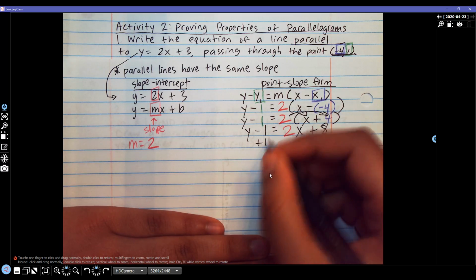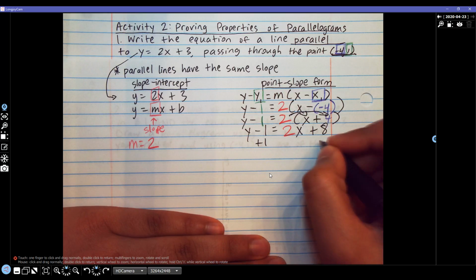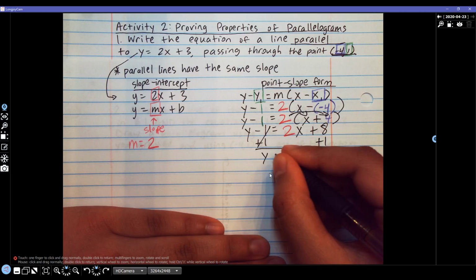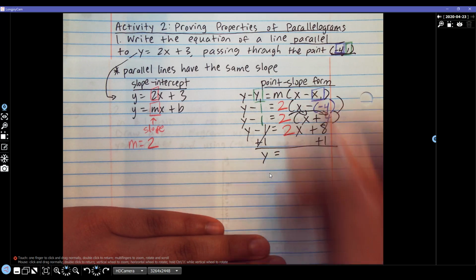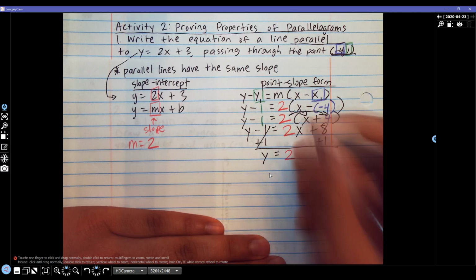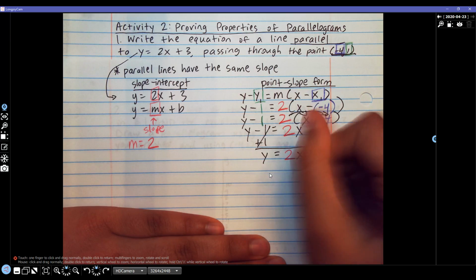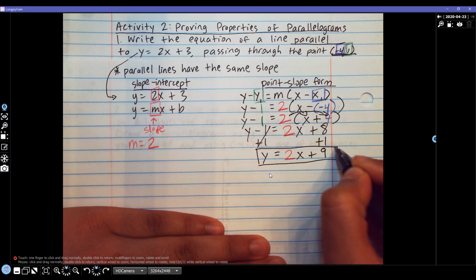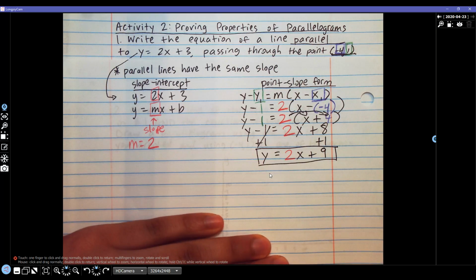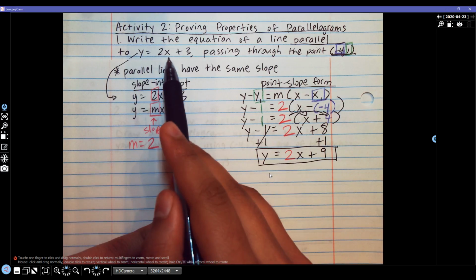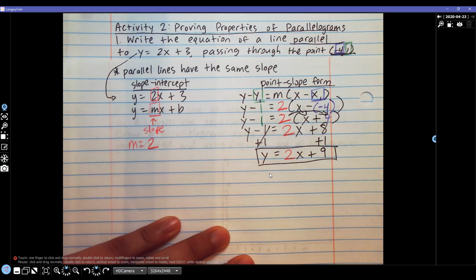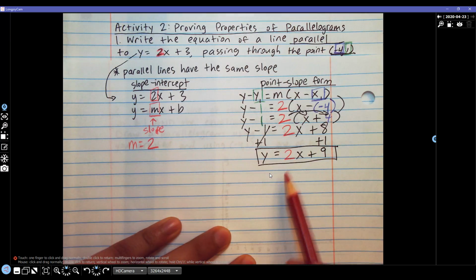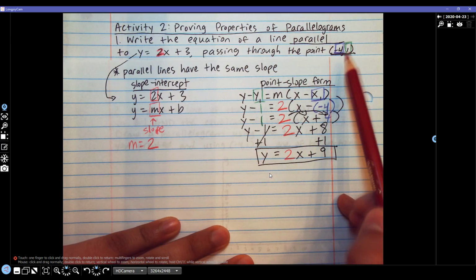So -1 plus 1 is 0. That cancels out. And we're left with y equals 2x plus, and then 8 plus 1 here is 9. Okay, so we have now written our equation of a line that is parallel to y equals 2x plus 3. You'll notice that the slopes are the same here, which tells us they are parallel lines, and it is passing through the point -4, 1.